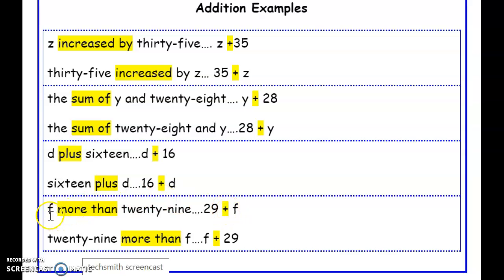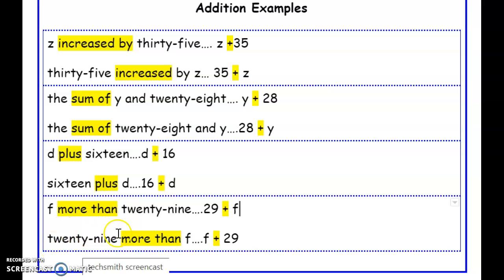Now, in this case, the first addend is not F, because think about what F more than 29 means. That means something is more than 29, and so we have to think about really what that means. F comes on this side because it's more than 29. Whatever F is, we don't know what F is. It could be frogs. It could be a gazillion frogs. So it would be 29 plus a gazillion frogs, because we would say a gazillion frogs more than 29.